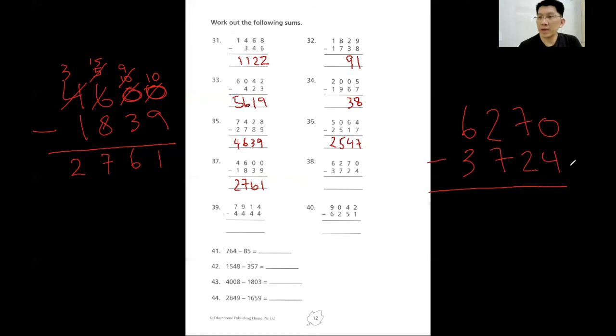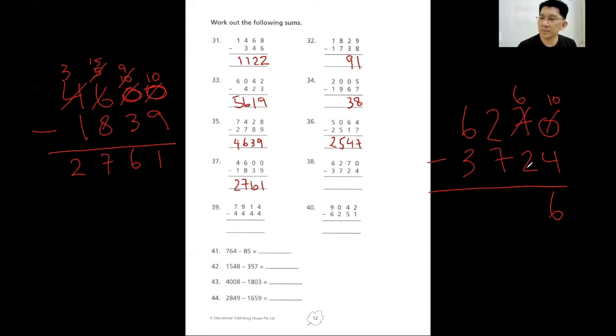0 minus 4. Can we do that? Small number minus big number? No. I need to borrow from 7. So if I take 1 from 7, that only becomes 6 left. Okay, I get 10 here. 10 plus 0 is 10. Okay. Now, we can do the subtraction. 10 minus 4. Big number minus smaller number. 10 minus 4 is 6.